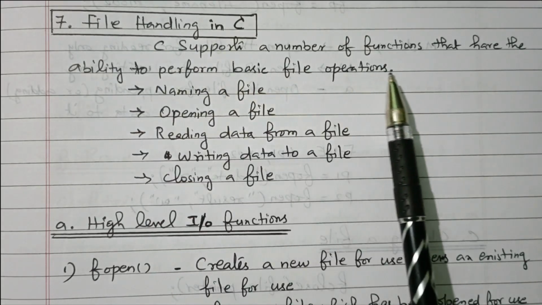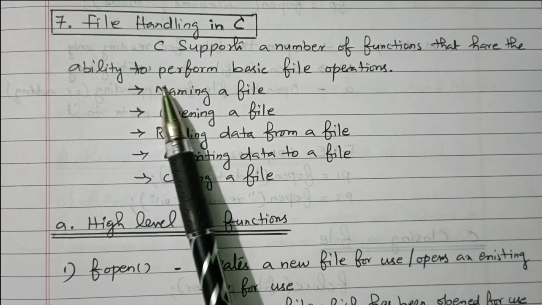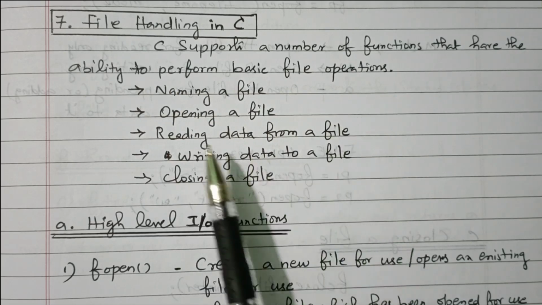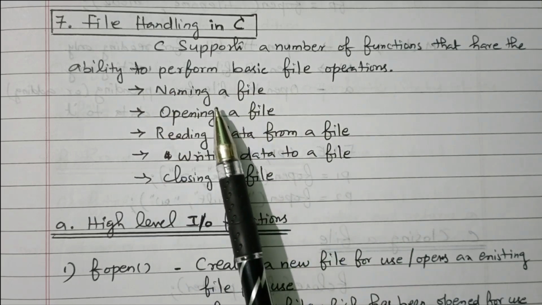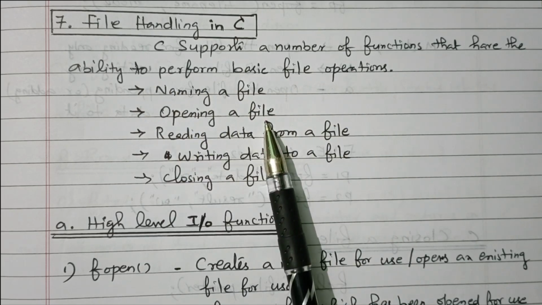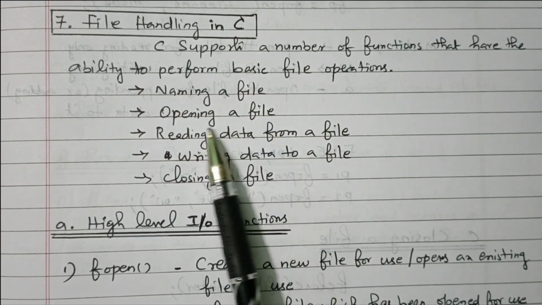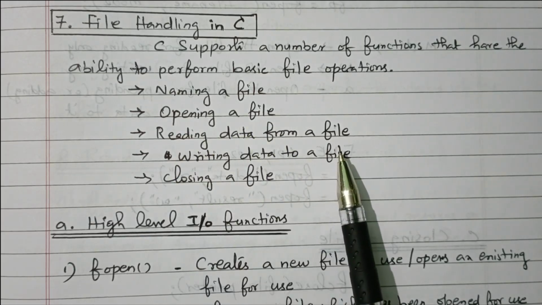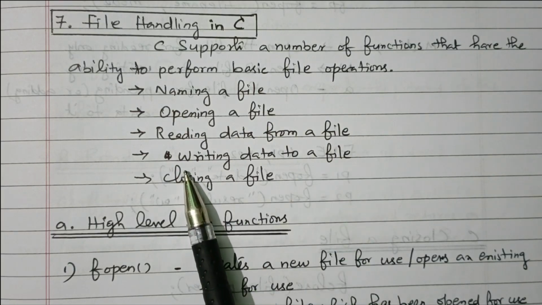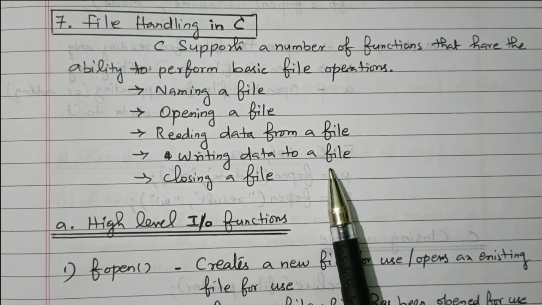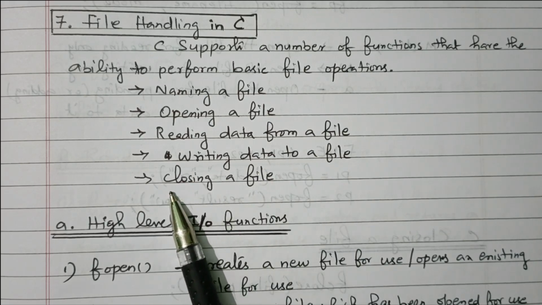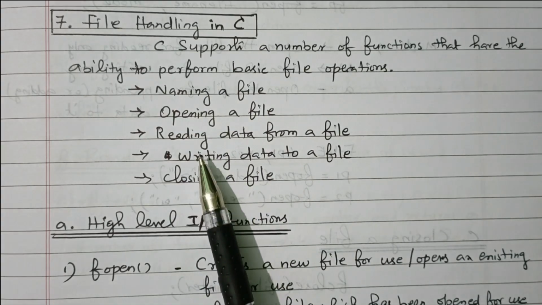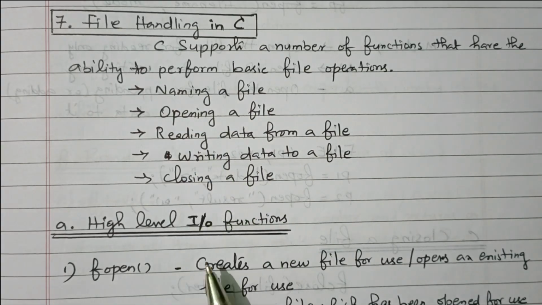C supports a number of functions that have the ability to perform the basic file operations. We'll see what the operations are. Naming a file. We can name the file. Opening a file. In order to read the data or write the data, first we need to open a file. Reading data from a file. We can read the data from the file. Similarly, writing the data to a file. Once the file is open, we need to close a file. So we can name the file, open the file, read or write, then close the file.